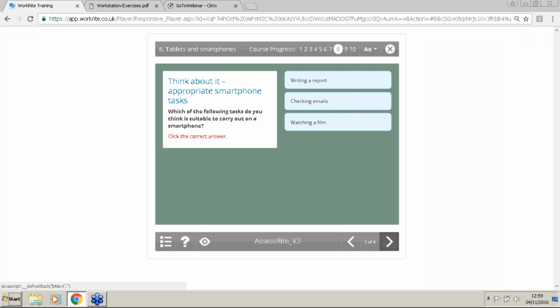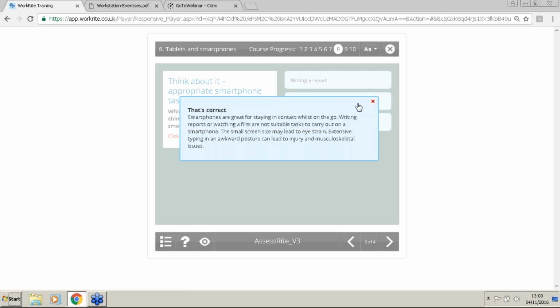So which of the following tasks do you think is suitable to carry out on a smartphone? Writing a report, do you reckon, Chris? Checking emails or watching a film? Well, writing a report is probably not particularly good. No. Watching a film is certainly possible, but perhaps a bit small. Might hurt your eyes. Checking emails, I certainly do quite a lot on my smartphone. In fact, I think I do it more on my phone even when I'm at my desk than on my laptop now. I don't know why. I think it's just habit. I do the same. I don't know why either.